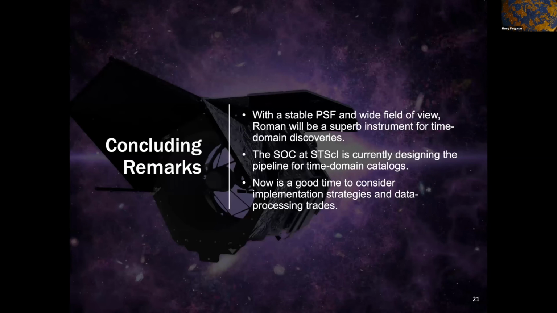So to conclude, with a stable PSF and a wide field of view, Roman is going to be amazing for time domain discoveries. The Science Operations Center is designing the pipeline, a basic pipeline for time domain catalogs, hopefully to serve a lot of the community. We are very interested in input from the time domain community, and now is a good time to have an influence on sort of major trades, which will be harder to make a year from now than they are over the coming year. Thank you very much.